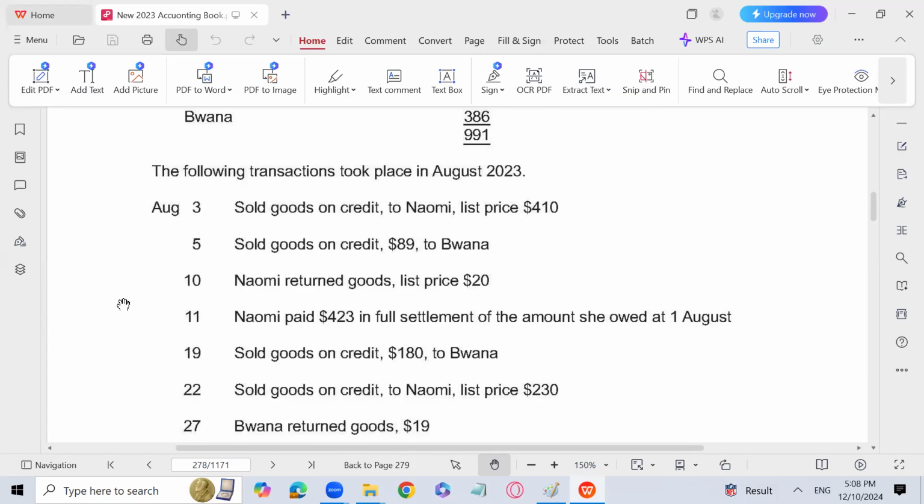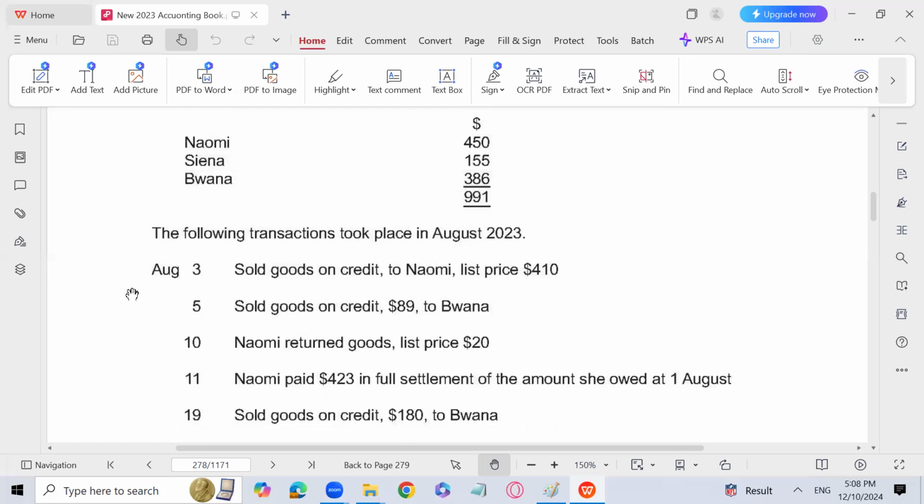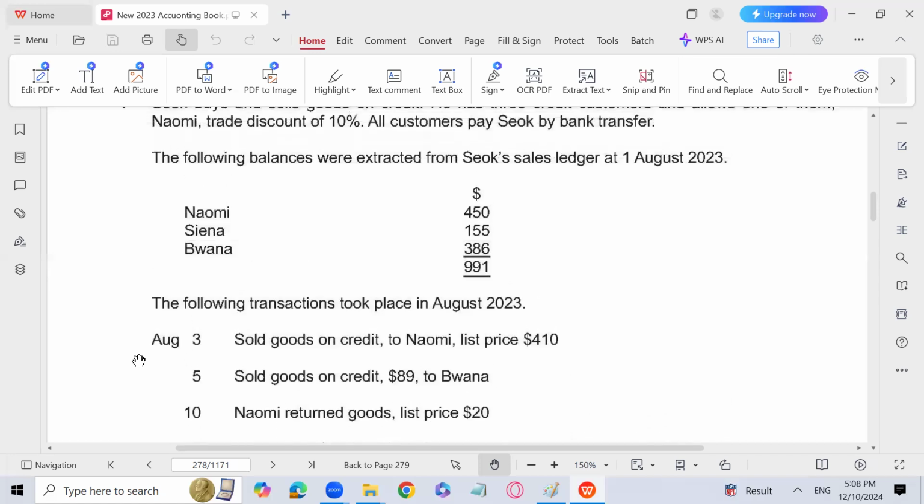So the August 3 entry is the goods sold on credit. Always remember that we already have a sales ledger. In the sales ledger, we prepare a T account of each individual customer. It means from the previous period, Naomi was our trade receivable by 450, Sina by 155, and Bhavana by 386.